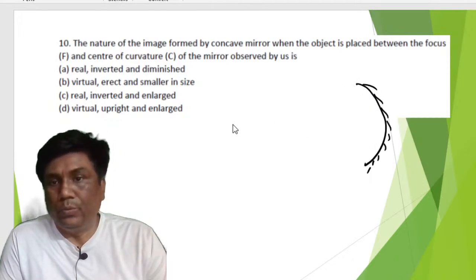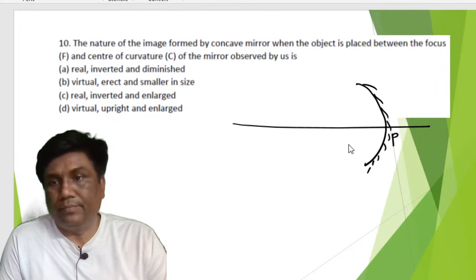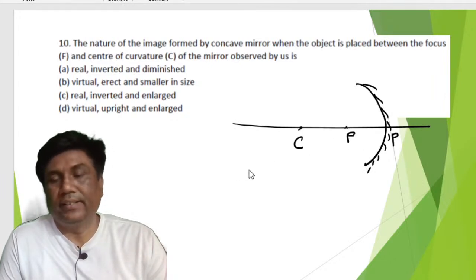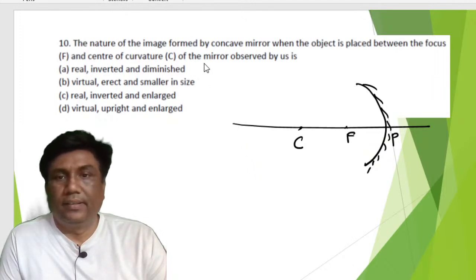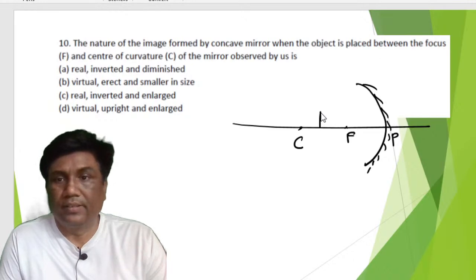The nature of the image formed by a concave mirror when the object is placed between focus and the center of curvature of the mirror, as observed by us, is. So you please try it. I am helping you by drawing the diagram. Pole, F, C. The object is placed between focus and center of curvature.